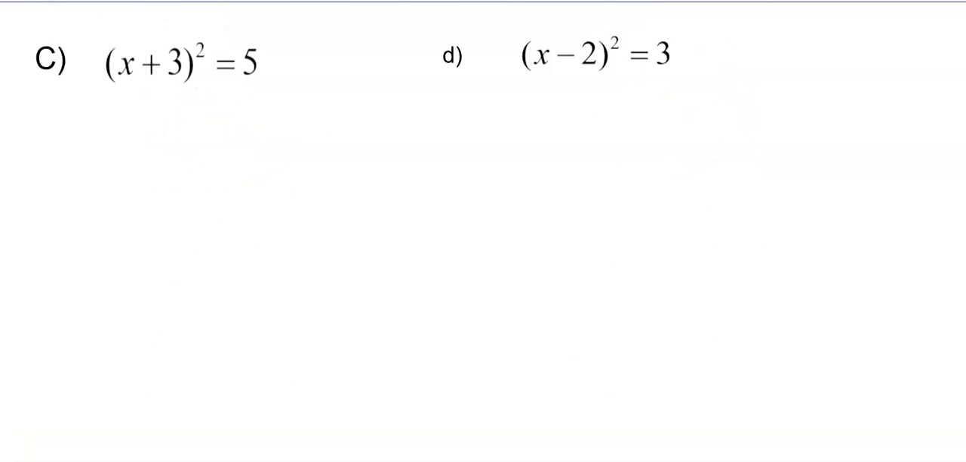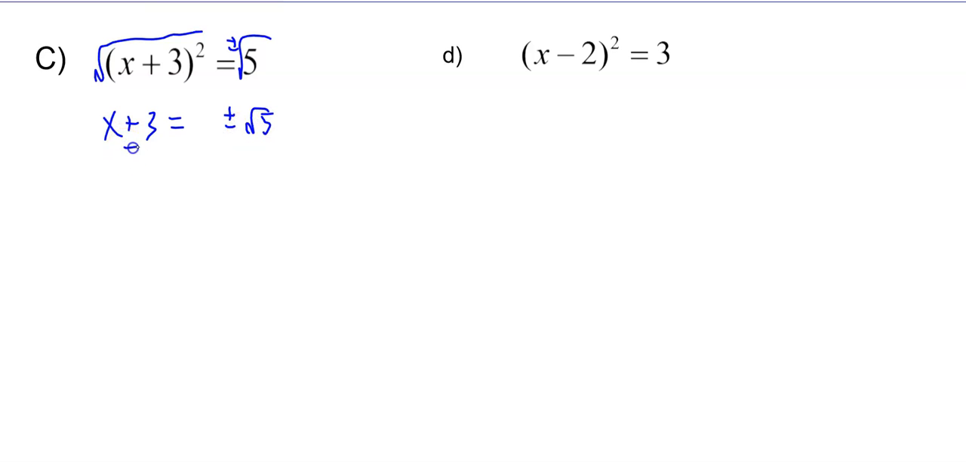Okay, step it up a little bit of a notch here. So if you have something like this, resist the urge to FOIL that. We could factor it, set it equal to 0, factor it and solve, but it's going to be a lot easier if we just take the square root of both sides here. So if you do that on the left-hand side, you get x plus 3 equals plus or minus square root of 5.